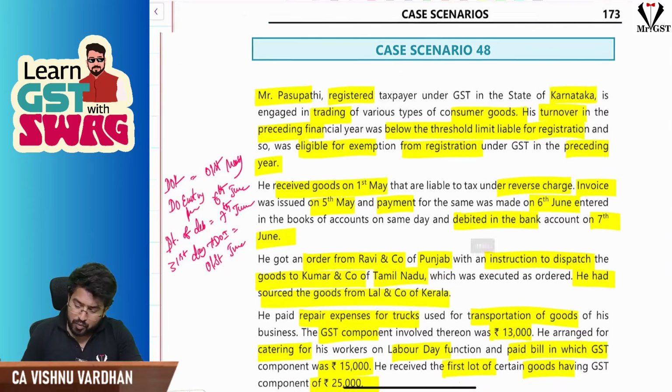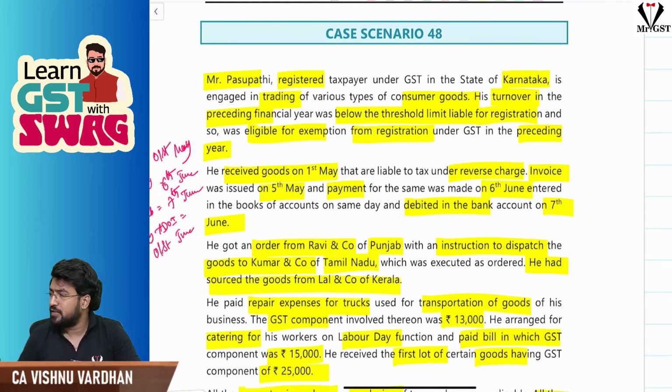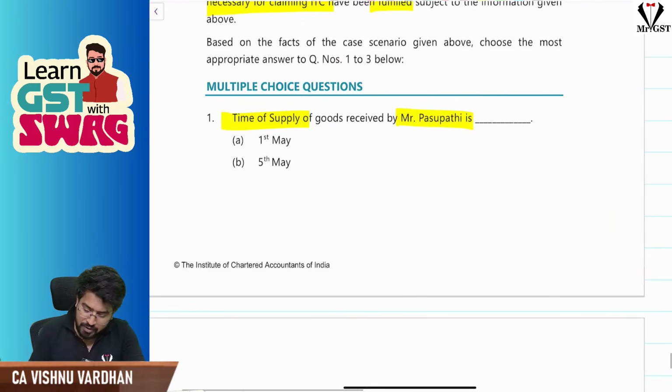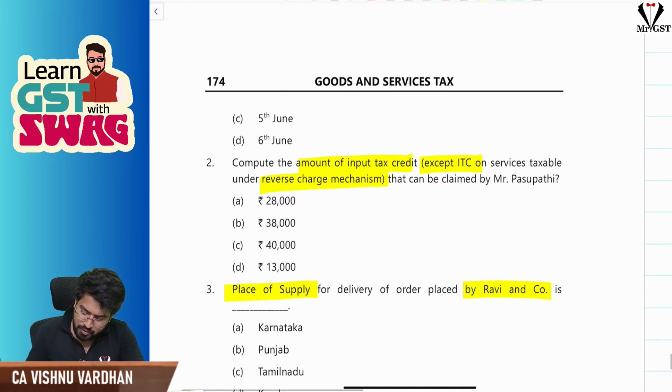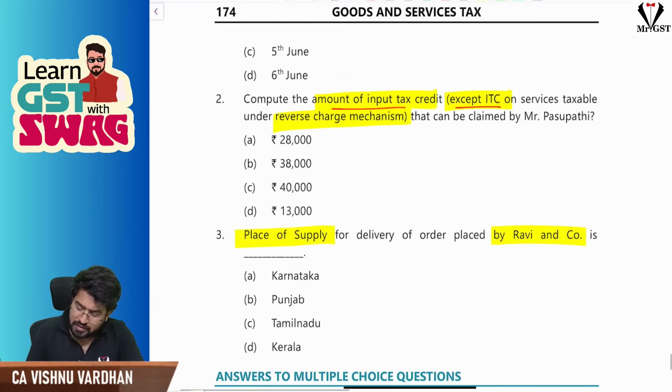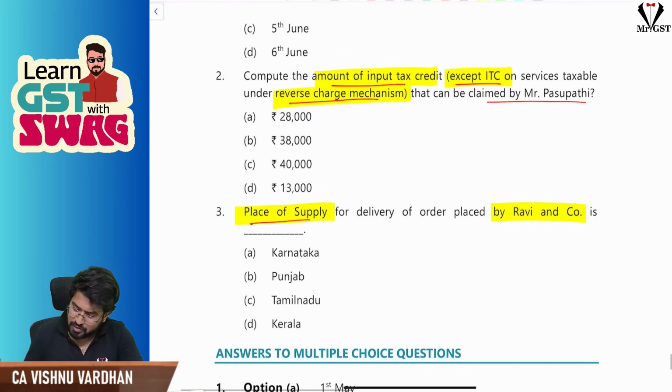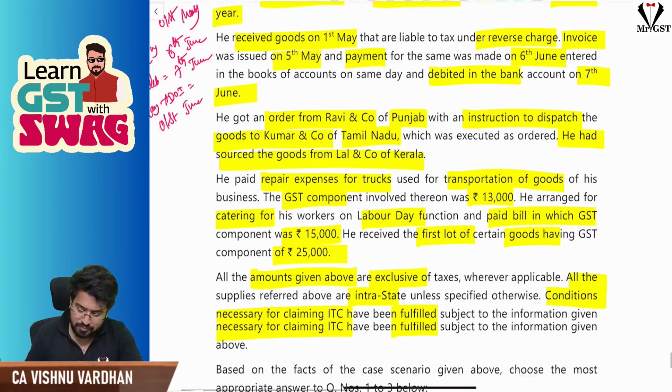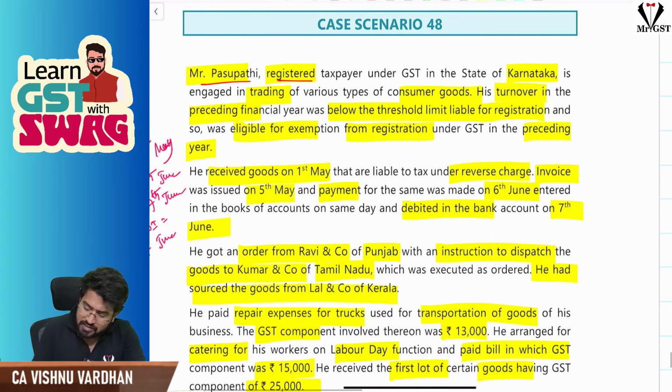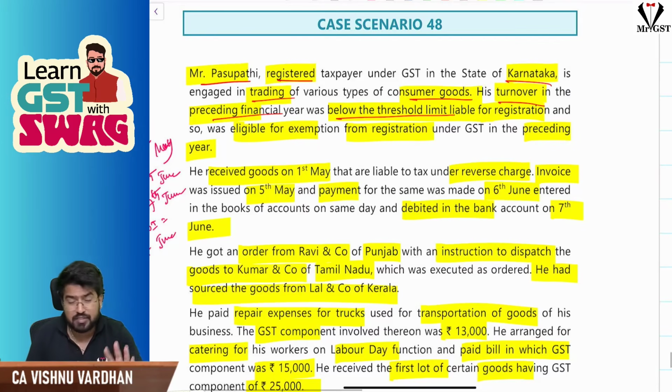So coming to case scenario number 48, time of supply they're asking for Mr. Goods received by Pasupati, amount of ITC except ITC under reverse charge mechanism that can be claimed by Pasupati, place of supply for the goods delivered for the order from Ravi and Co. Simple one. This fellow is registered in Karnataka, trading with various consumer goods. Turnover in the preceding financial year is below the threshold limit, so he is exempt from taking GST registration.